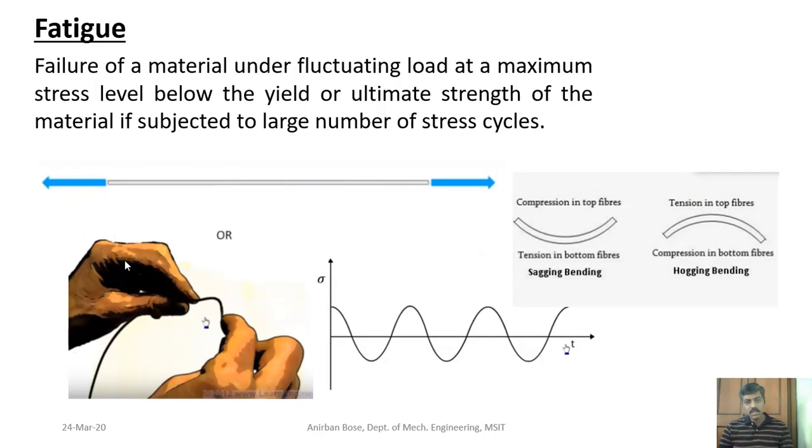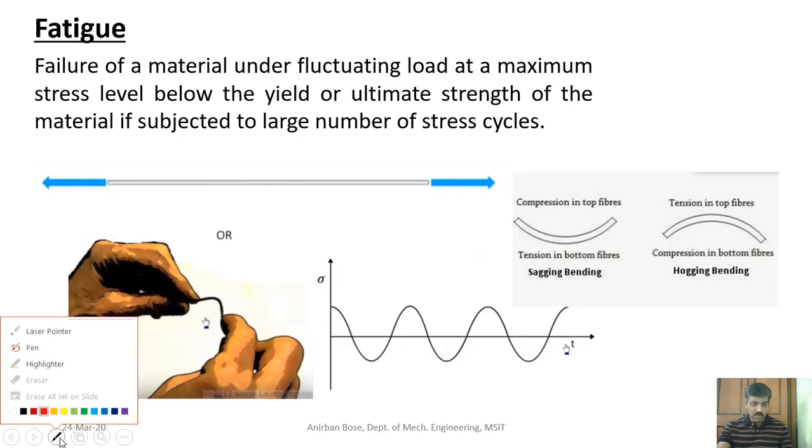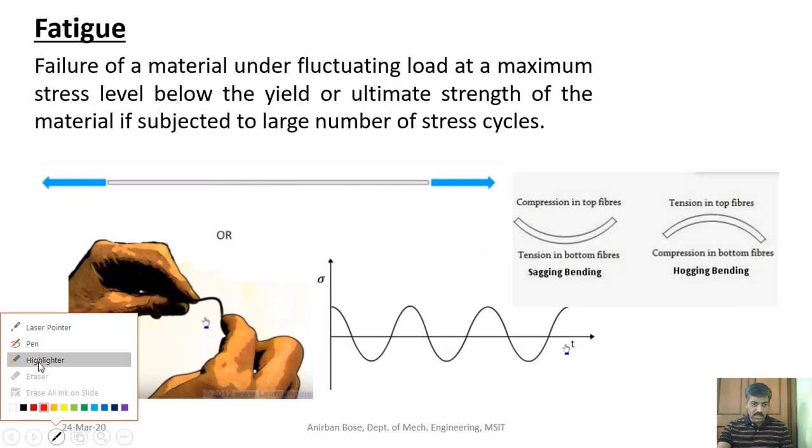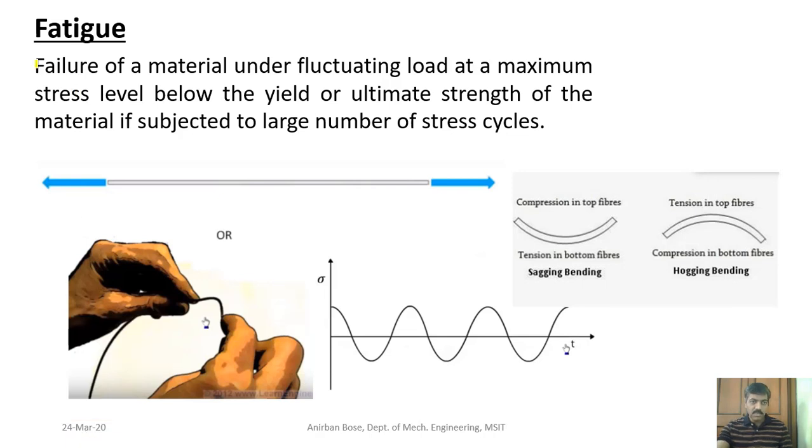So let us start with the definition of fatigue: failure of a material under fluctuating load at a maximum stress level below the yield or ultimate strength of the material, when it is subjected to a large number of stress cycles. So let us see what it means. Fatigue is a failure of a material under fluctuating load. So we have to understand what we mean by the fluctuating load.